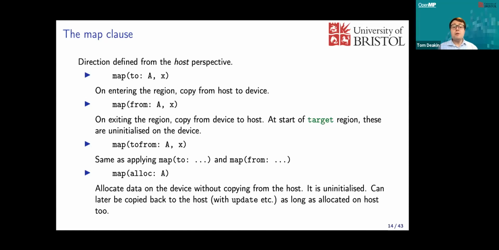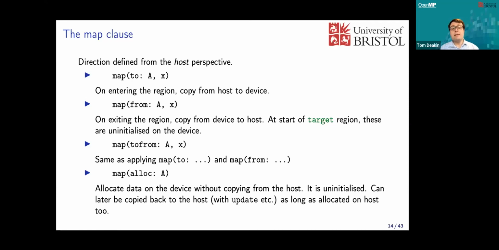Finally, we may want to allocate some memory on the device, but it's only ever going to be seen within that target region. We never need to bring it back to the host. For that, we can use the alloc identifier on the map. So we could map alloc A, and that would allocate an array the same size as A on the device, and we would be able to access it using the variable name A. So this isn't going to copy anything from the host. It's not going to copy it back at the end of the target region either. And the value inside that is, again, uninitialized.